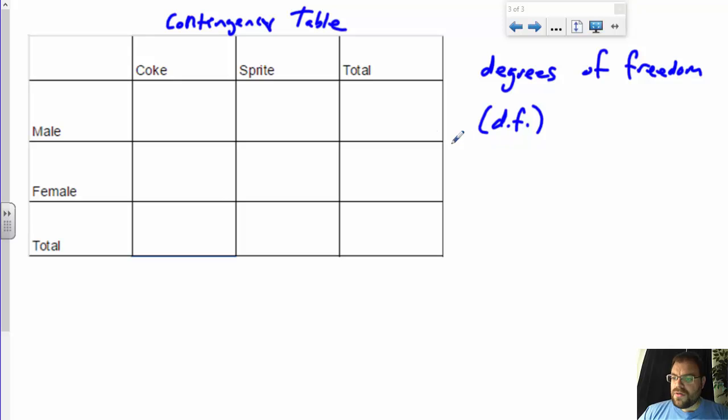Okay, so let's say I know the totals. I'm surveying the number of males and females that prefer Coca-Cola or Sprite. Let's say I survey 20 males and 20 females, so that gives me 40 total people surveyed. And of the people surveyed, let's say 22 preferred Coca-Cola and 18 preferred Sprite.